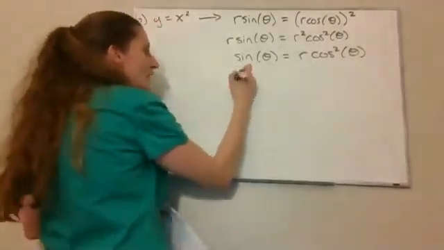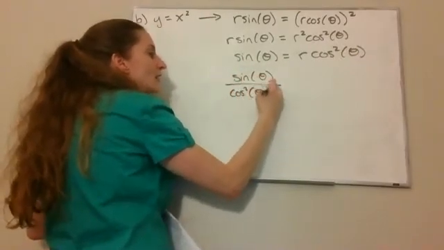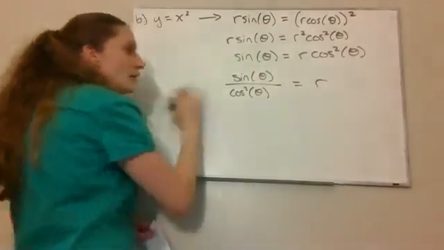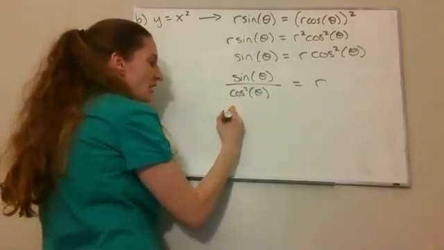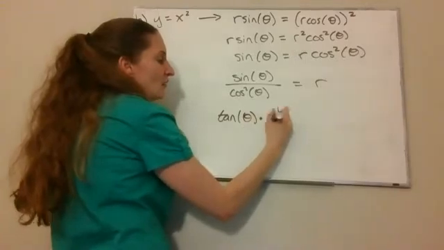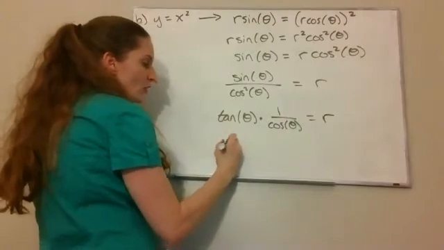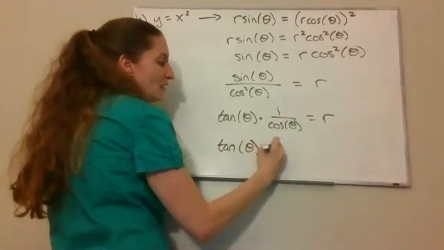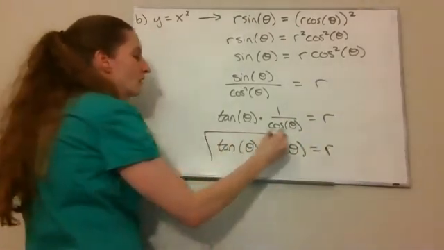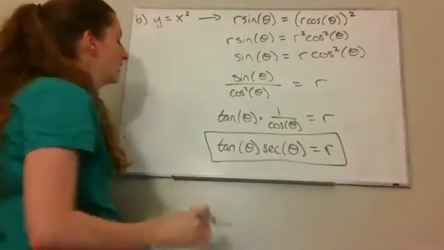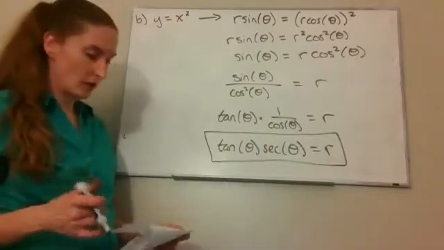So I get sine of theta over cosine squared of theta is equal to r. But I can write this a little bit differently too. I know sine over cosine is tangent. So I have tangent theta times another 1 over cosine of theta equals r. But 1 over cosine of theta is the same thing as secant of theta. So my polar equation is r equals tangent theta secant theta. And that's the same equation as y equals x squared, just converted to polar form.